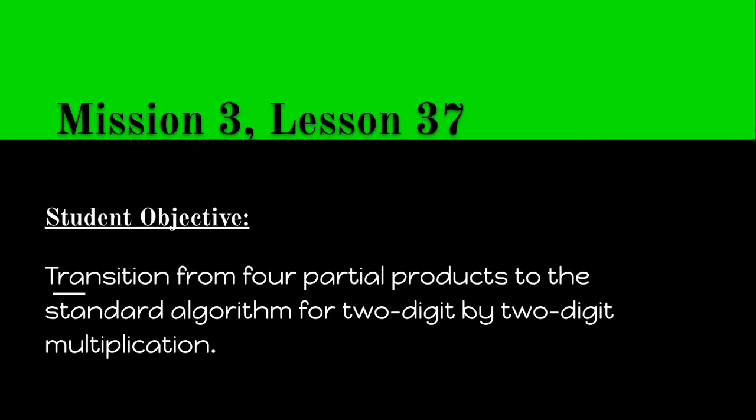So we're wrapping up here with multiplication and working on 2 by 2 multiplication a little more to finish things off. Our student objective for this lesson is to transition from 4 partial products to the standard algorithm for 2-digit by 2-digit multiplication. We're going to look at the partial product method using the area model in comparison side by side with the standard algorithm, so you can decide which way is going to work best for you for solving 2 by 2 multiplication.